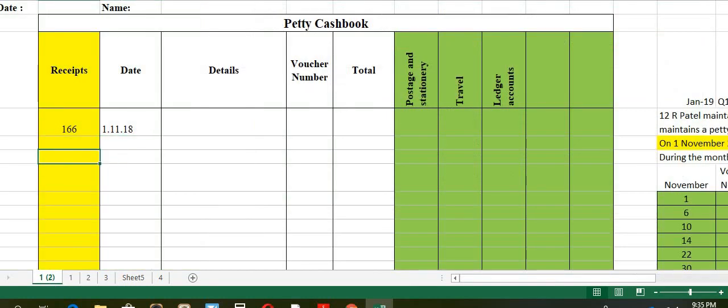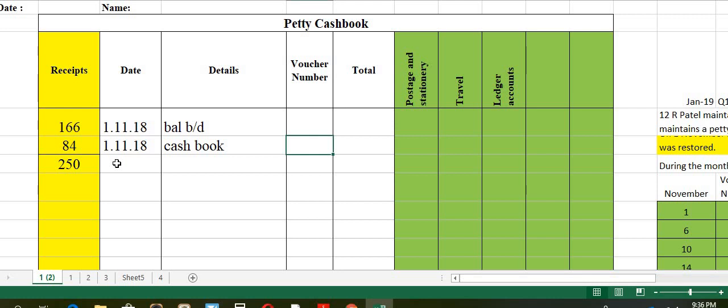So, how to find out the amount restored? As we understood from the question, the float should be 250. Therefore, the amount that you will receive from your chief cashier would be 250 take away 166, which gives you 84 as at 1st November 2018. This was your balance brought down value, and this is the amount you received from your main cashier. Therefore, we enter here as cash book. Now there is an amount of float of 250. Consider this as your balance brought down figure. We're not going to enter anything over here, so you can just show it as a dash.